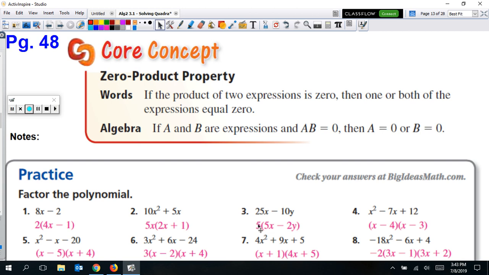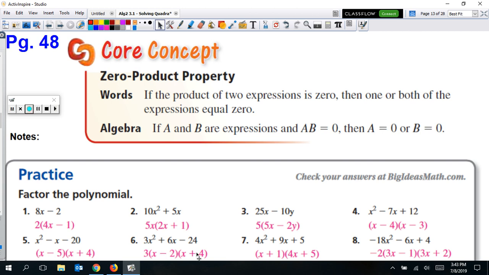Number 3, you should have factored out 5 because 5 can go into 10 and 25. And then you just still have a 5x here and minus a 2y here. Number 4, it should be these two binomials. Now the order doesn't really matter when you have two binomials. It's x minus 4, x minus 3. You could have put the x minus 3 first and x minus 4 second. That doesn't matter. Number 5, the two binomials should be x minus 5 and an x plus 4.